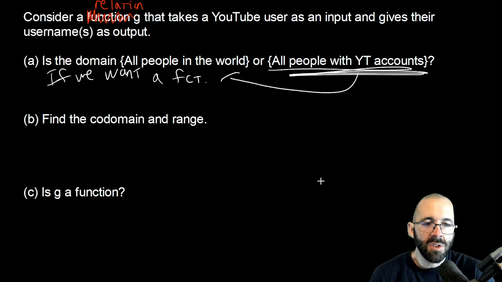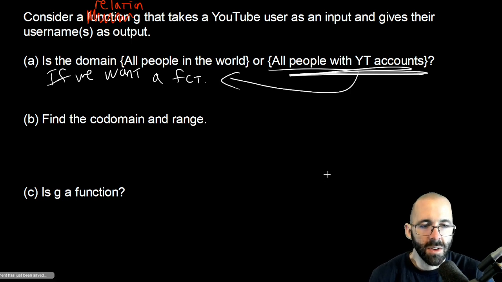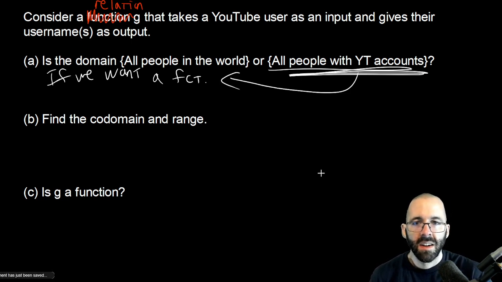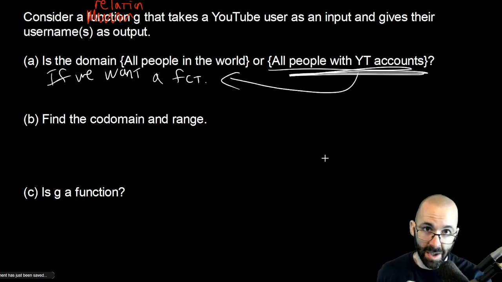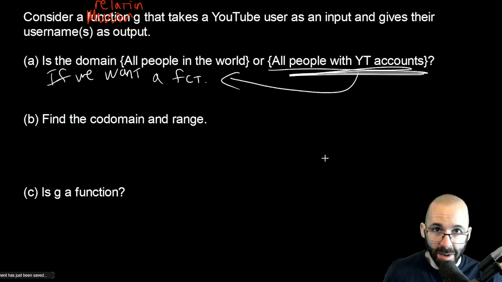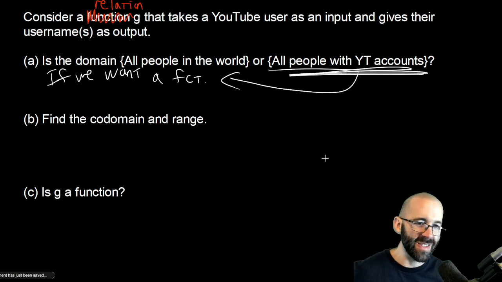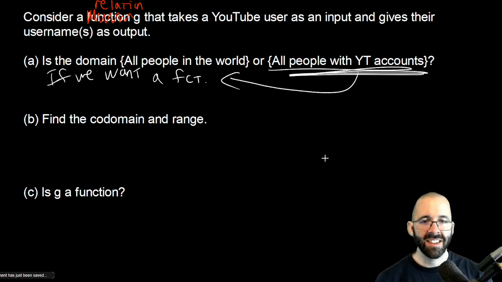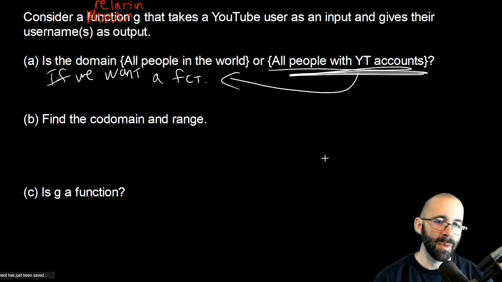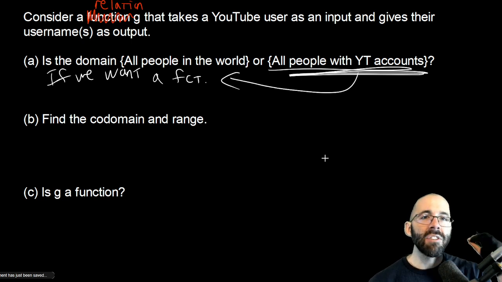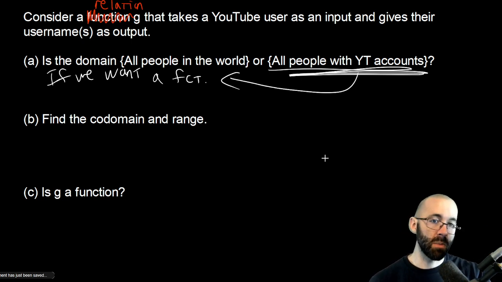If someone doesn't have a YouTube account, think of your great-grandmother or whoever, g of your great-grandmother is the empty set. That can be a good burn next time you're at a party and you want to give someone a hard time. g of your grandmother is the empty set. Oh, got him. All right. So if we want a function, this needs to be the domain, because to have a function, everything in the domain needs to go somewhere.